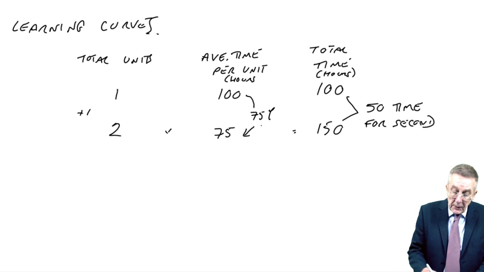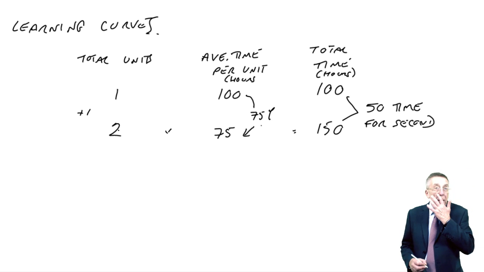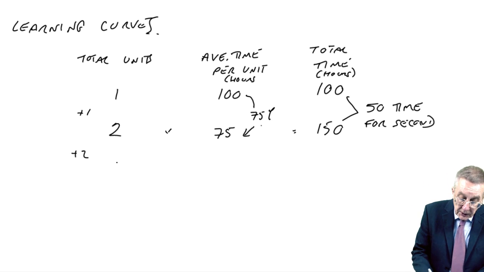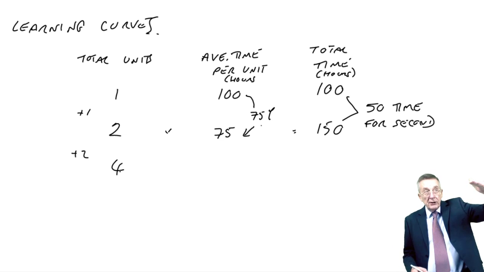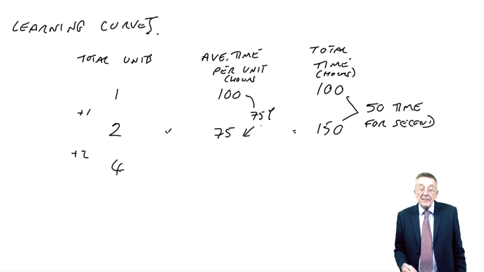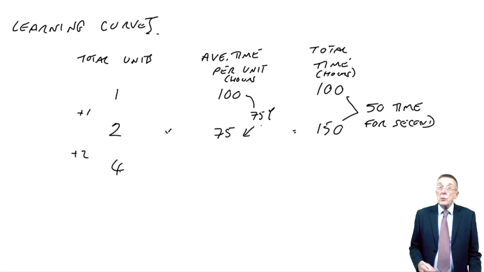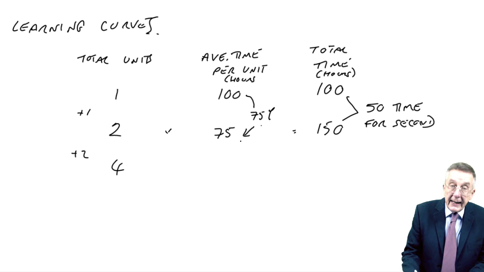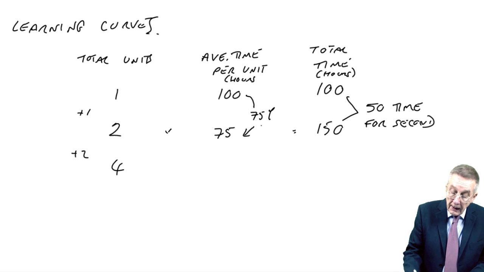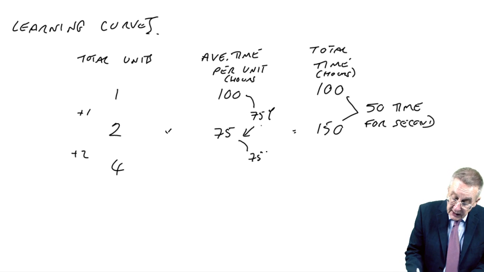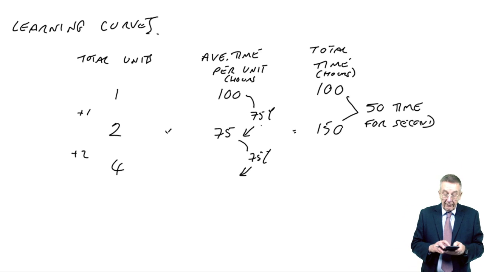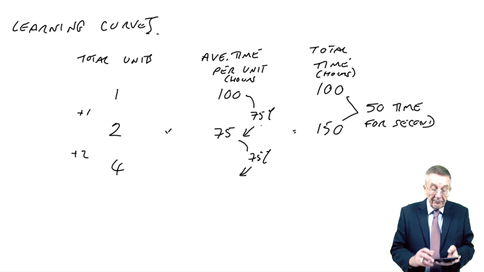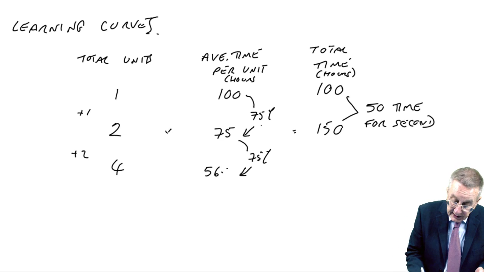And the rule keeps continuing. So we've now made 2. If we double again, if we make another 2, we double up to 4. And although each unit's getting, first 100, second 50, they're all getting faster and faster, the learning rule tells us what the average time per unit will be if we make 4. It's 75% again of the previous average time, which is 56.25.